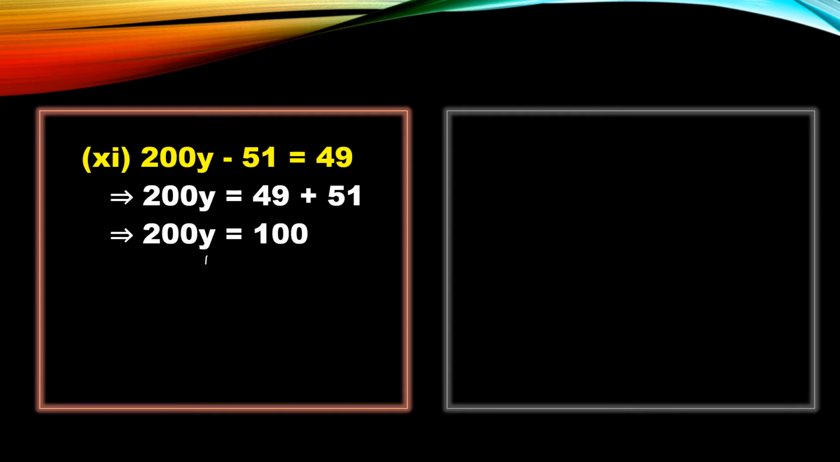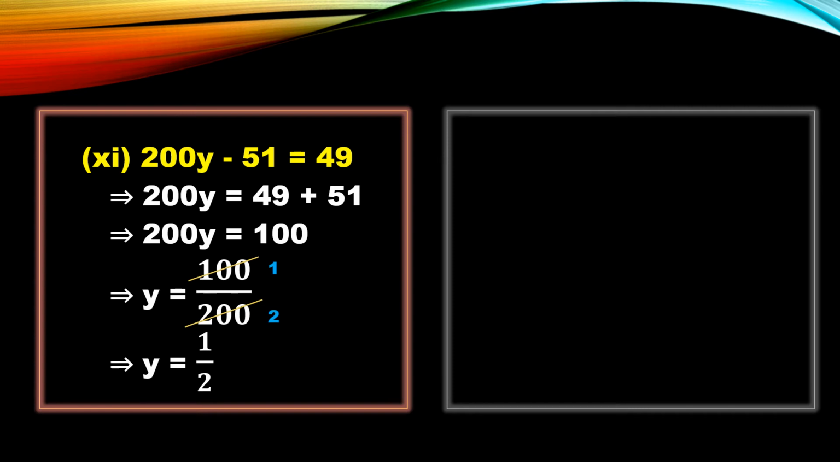Now what is this 200 doing with y? It is multiplying. Multiplication goes there as division. That's it. 100 ones and 100 twos. So you'll get y equals to 1 by 2. Now let me take the next question.